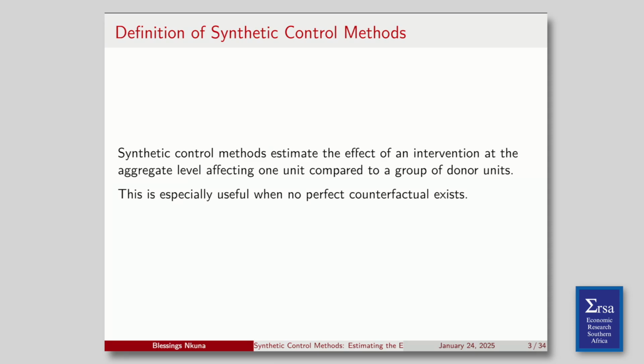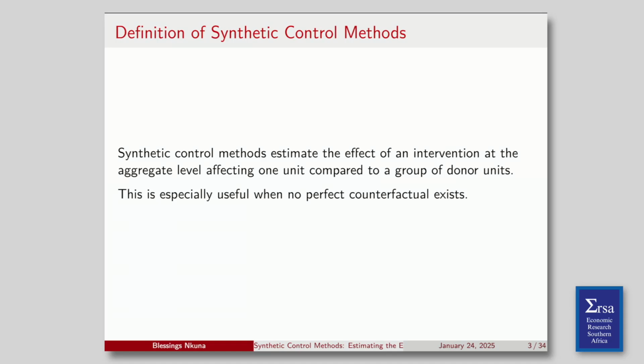What's great about the method is that in macro, if you're trying to evaluate the effect of policies, it's hard to find a control group, because no perfect counterfactual exists. For example, think about load shedding. If you wanted to see the impact of load shedding, you'd need to see South Africa before the load shedding happened and after, but also South Africa if the load shedding didn't happen. But it's impossible to see South Africa without load shedding happening because it already happened.